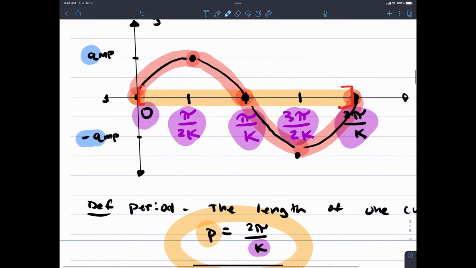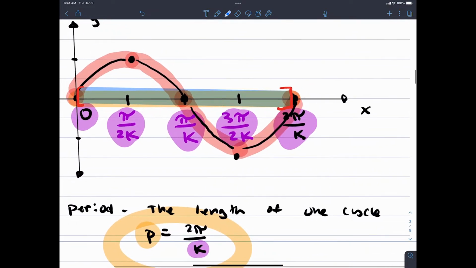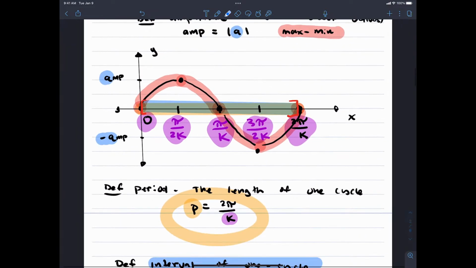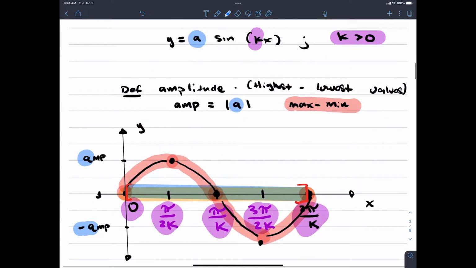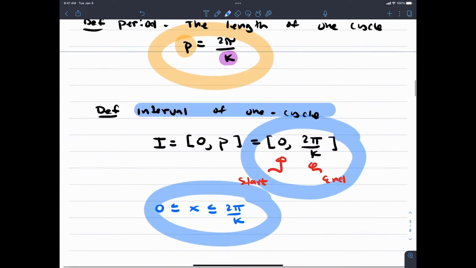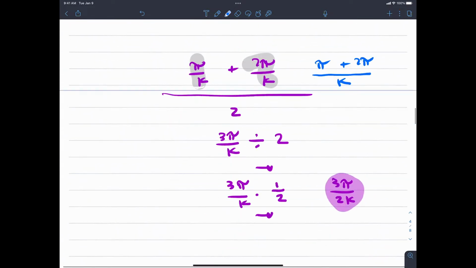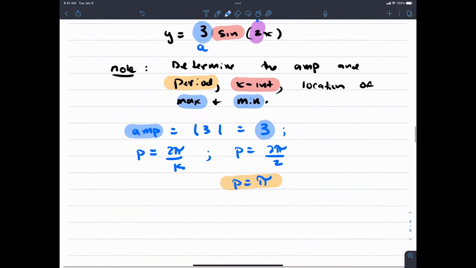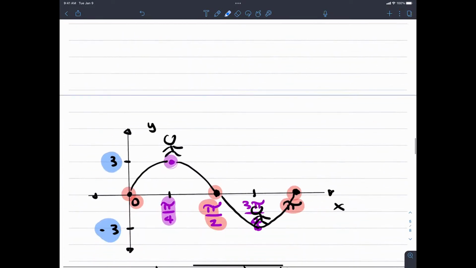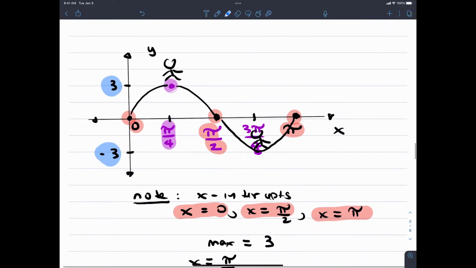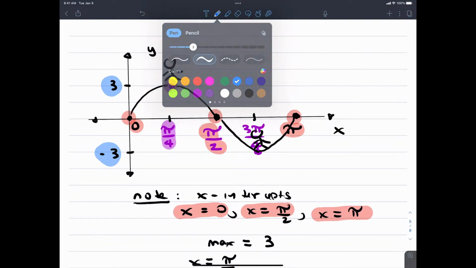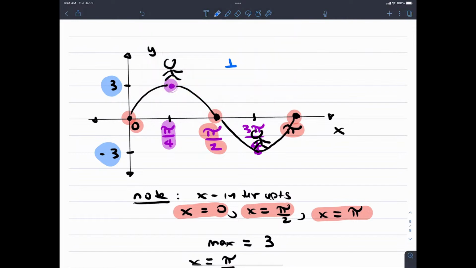So that's what they're talking about here, where you start, and where you end in terms of these values of x, because this is the x-axis. So, okay, that's something they gave us. So you might say, well, how do I use that definition again? Well, if I go back to this first graph, or you don't even have to look at the graph, I can use your definition of the interval of one cycle now, right?